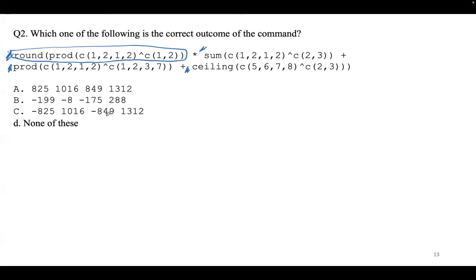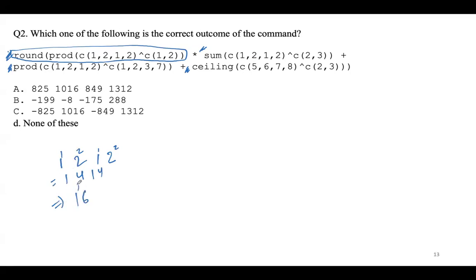First inside power. So I'll have 1, 2, 1, 2, to the power 1 and 2. So 1, 2, 1, 2, right? So I'm going to get 1, 4, 1, 4. And then I say product. So product means I'm just going to multiply everything.